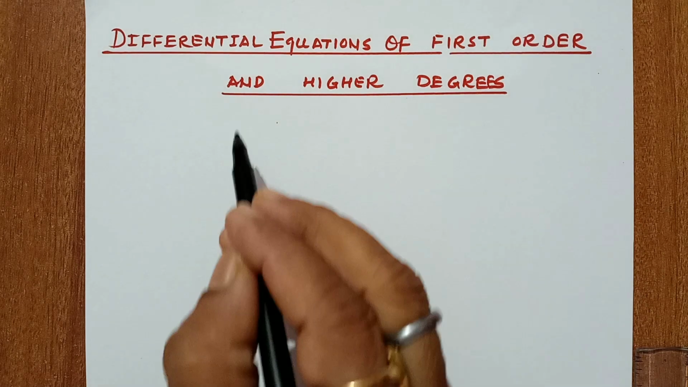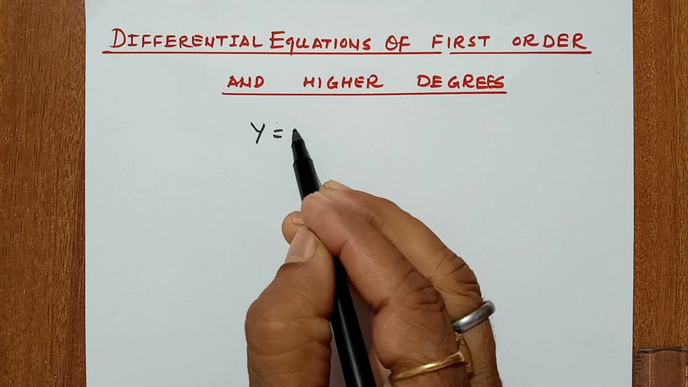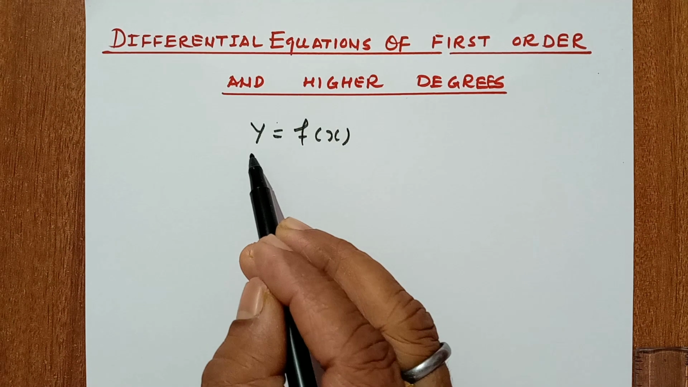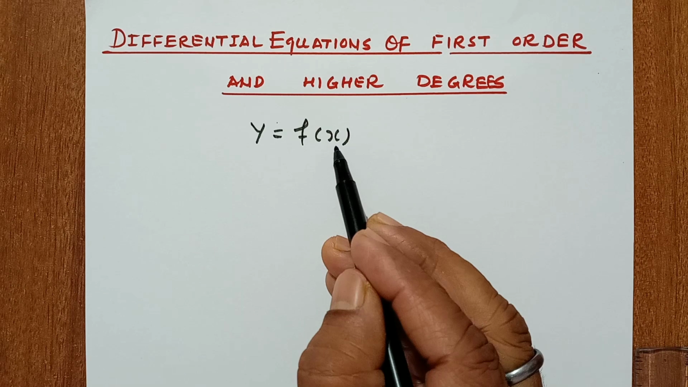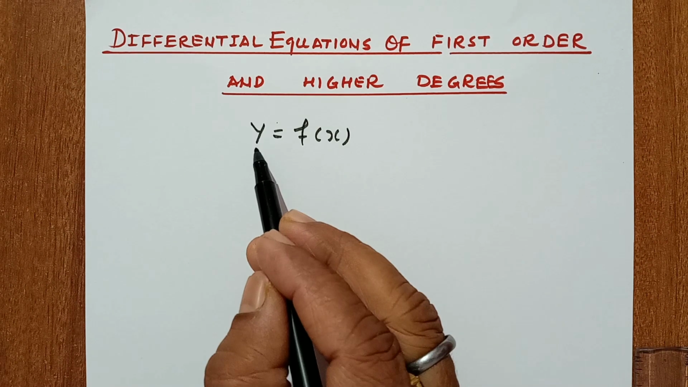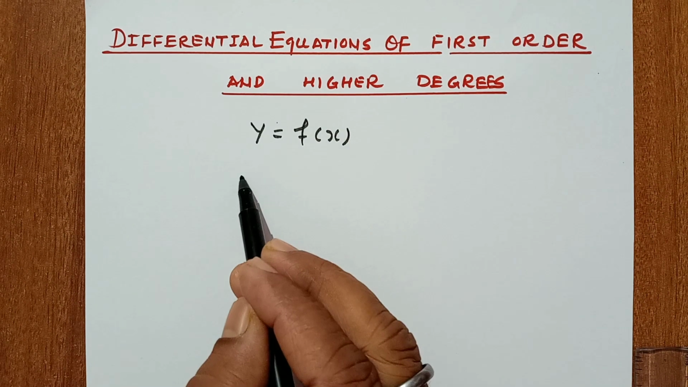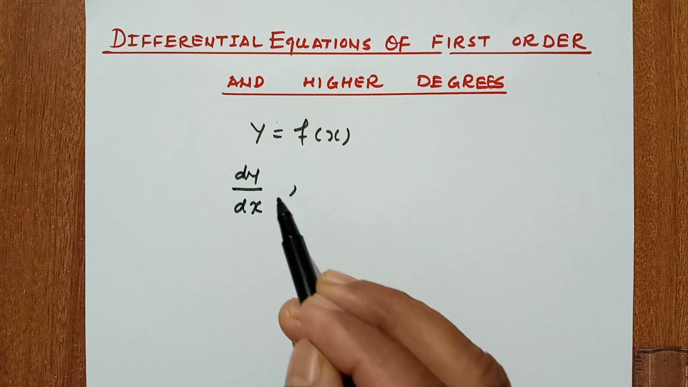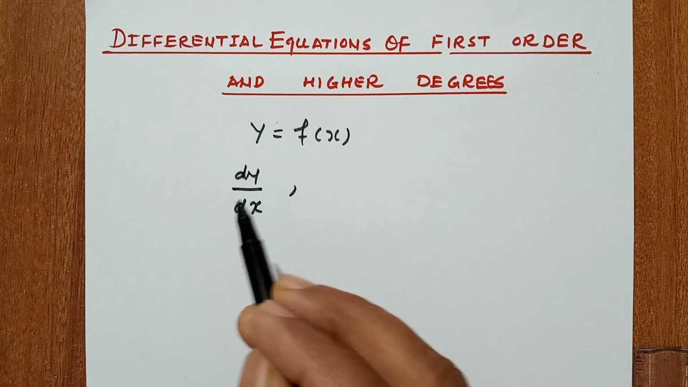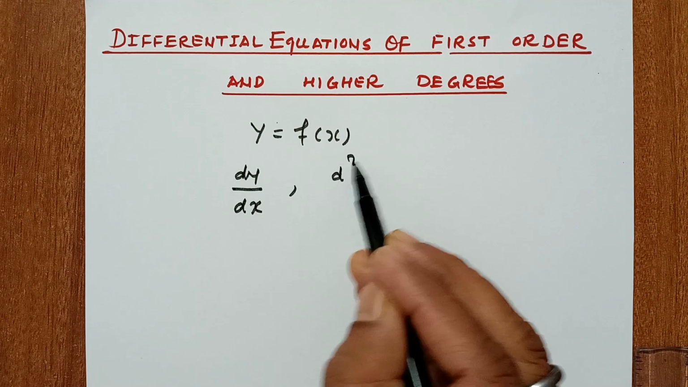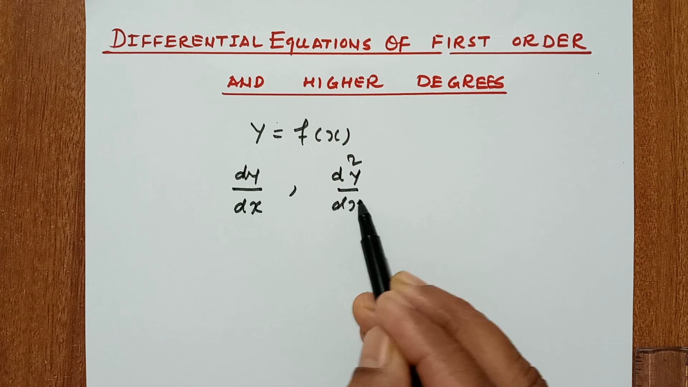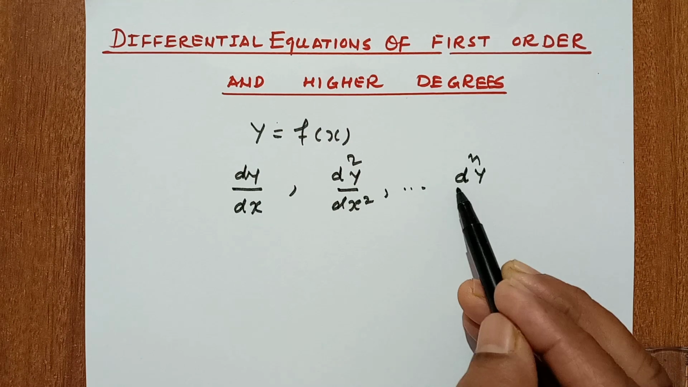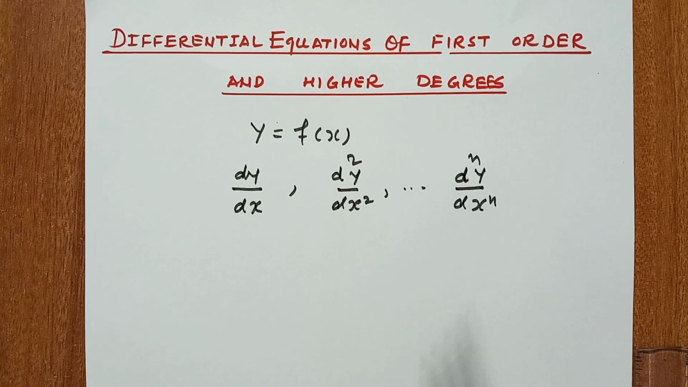So if y is a function of x, then y is the dependent variable and x is the independent variable. The differentiation of y with respect to x is denoted by dy by dx. Again, if we differentiate, the second derivative is d2y upon dx2, and similarly the nth derivative is dny upon dxn.